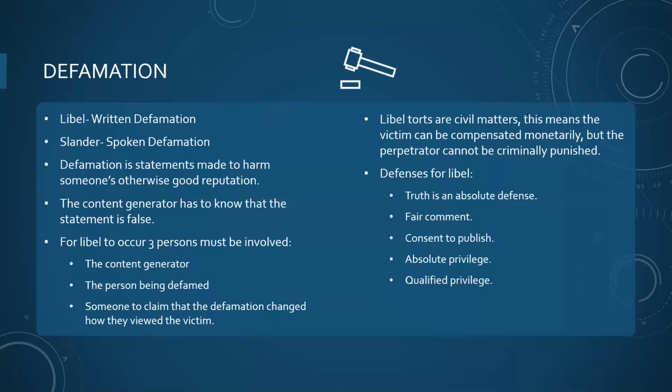The first is that the truth is an absolute defense. If it happened, even if the person doesn't want you to share this, doesn't want that information out, and it hurts their reputation, it doesn't matter, it happened, you have a right to publish it. You also have the fair comment. So if you're critiquing a play or something along those lines, you have a right to say that it was terrible, that it was produced poorly, even if that ruins the reputation of the director and they can't get a job anywhere. You have a right to do that.